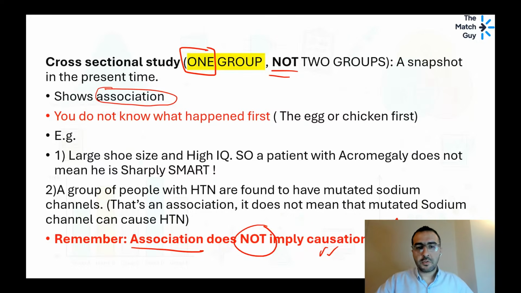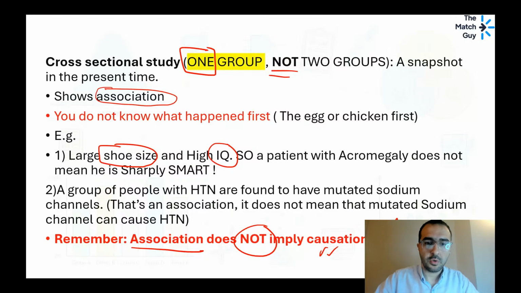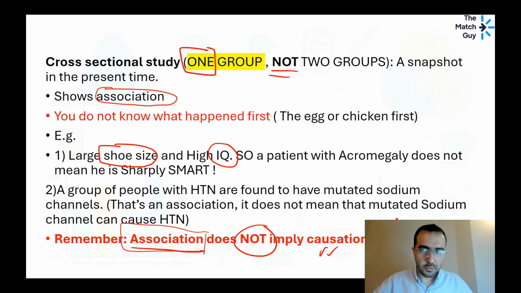One of the common examples, the classic example here, is the shoe size and IQ. There is an association. If you have a larger shoe size, it's more likely that you have a high IQ. And it makes sense, when you get older, the IQ increases with time. But you don't know which one caused the other. Does the high shoe size cause high IQ or the opposite? So it only implies association. It's only associated, but it doesn't have anything to do with causation.